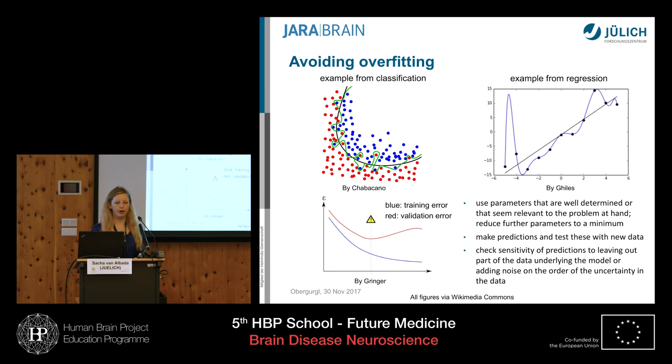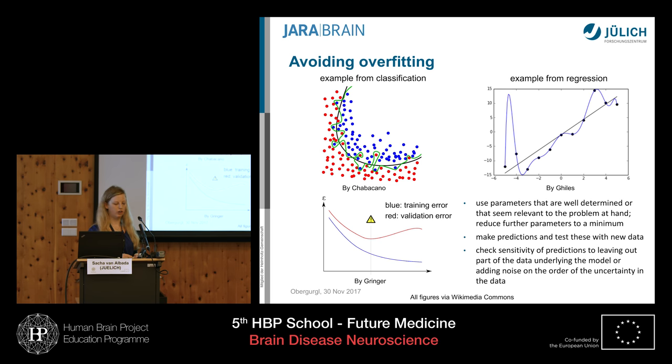Just another basic point about modeling in general, but also for neural network models, is that you should always try to avoid overfitting. Overfitting is when you use too many parameters, so the fit you make fits the data points that you have very well, but doesn't allow generalization to new points. This is illustrated here with an example from classification. This green line perfectly separates these blue and red regions, but you can imagine that if you sample additional data points, this black line is a better predictor of which side that point will fall on.